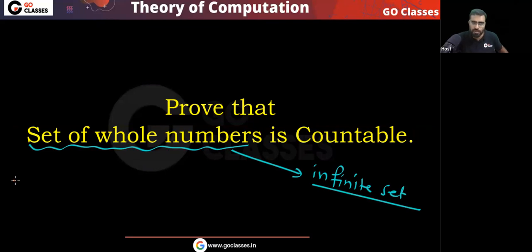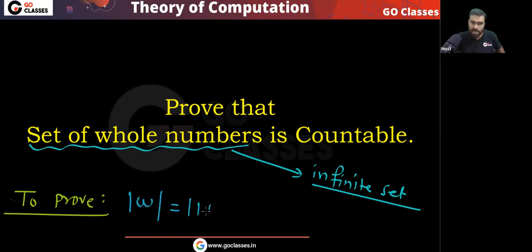What will you do? If you want to prove it, what to do? Very simple. Just prove that the cardinality of W is the same as the cardinality of positive integers. Yes or no? And how to do that?